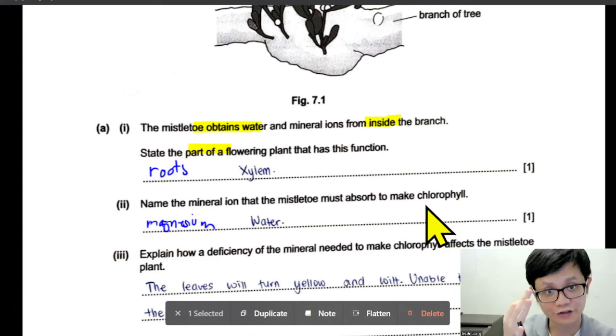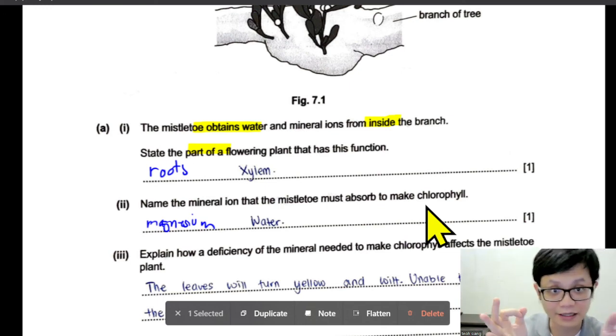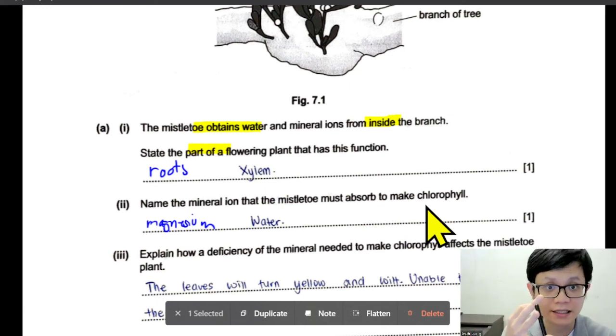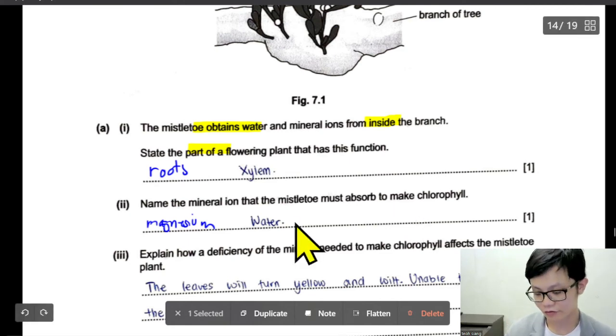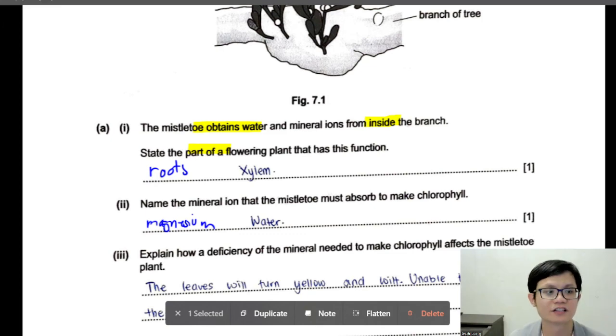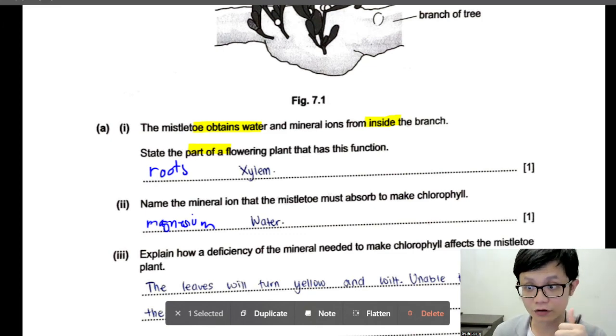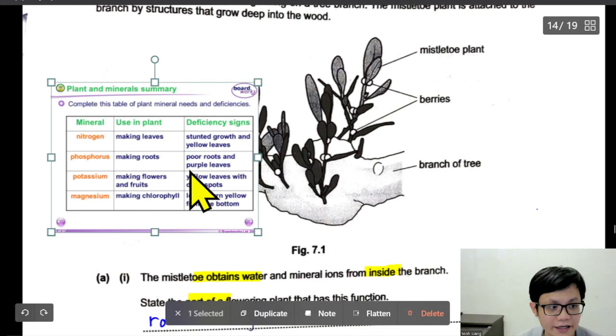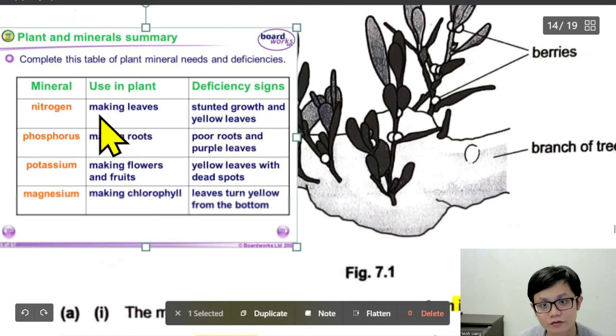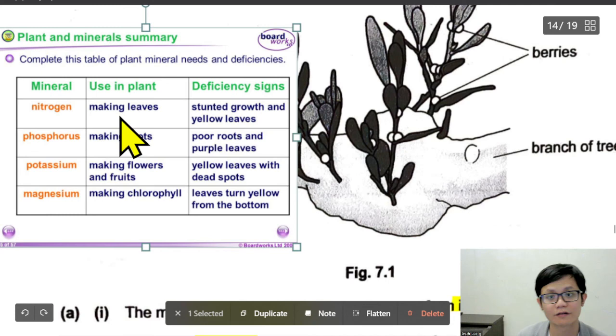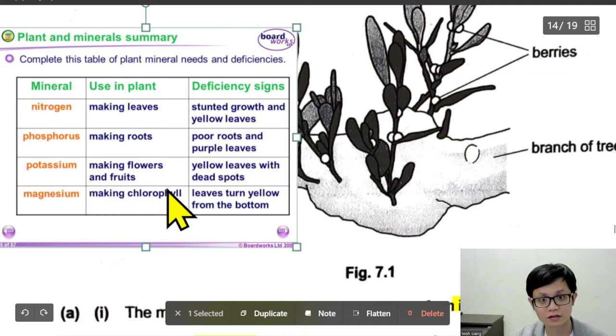Then also in our IGCSE syllabus, of course there's a lot of things needed by the plant, but in our syllabus we also learn potassium and also nitrate or nitrogen. So what is the deficiency of potassium and nitrogen for a plant? Deficiency of potassium, the leaf will turn yellow. So we can see from here, nitrogen is to make leaf. Without nitrogen, there will be a stunt growth. Phosphorus for making roots. If not, there will be poor roots. Potassium for making flower and fruit. If not, there will be yellow leaf.